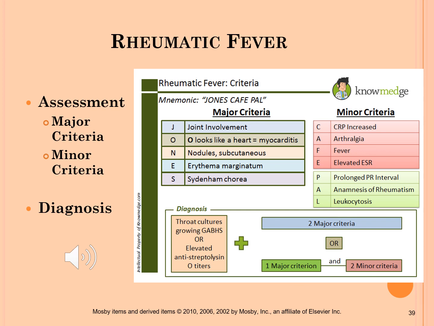An elevated ASO titer just tells us there was evidence of a recent streptococcal infection. We also look at those inflammatory markers that I talked about before, ESR and CRP. Those are elevated, right? So the elevated sed rate and the C-reactive protein. And we also want to get an echocardiogram because we want to evaluate the extent of cardiac involvement.